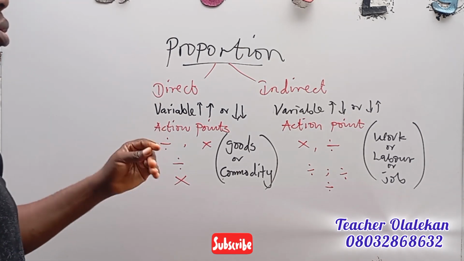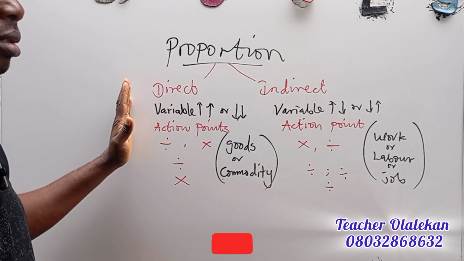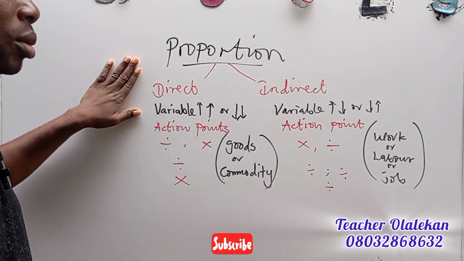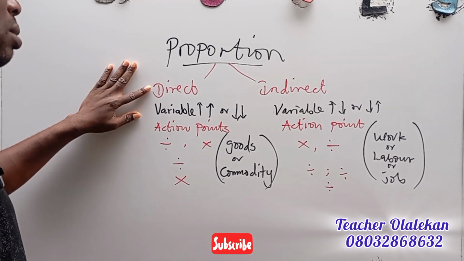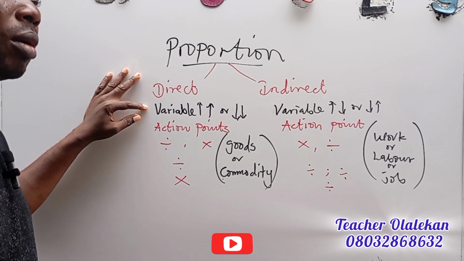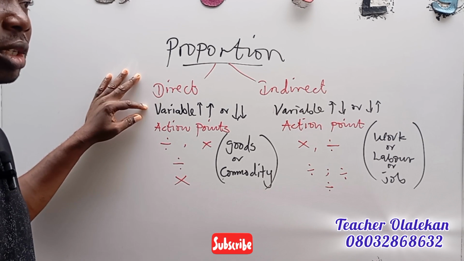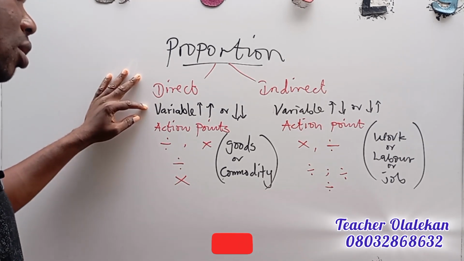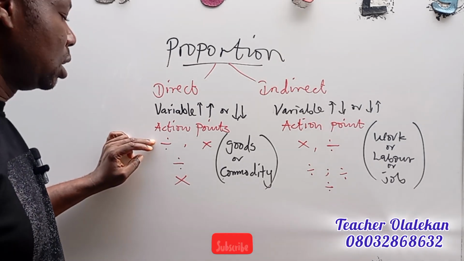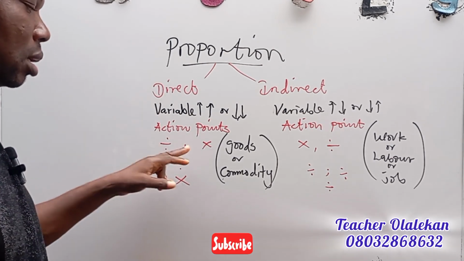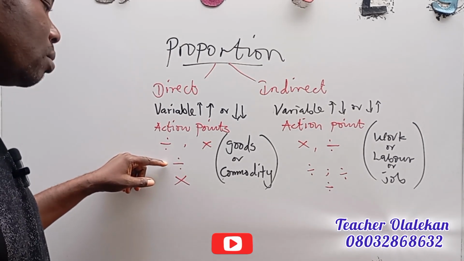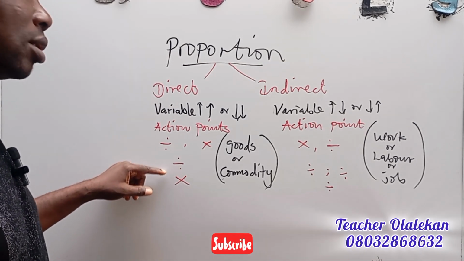Try to get this recorded in your brain. So how do you know direct proportion? Direct proportion is a type of proportion in which when one variable goes up, the other is expected to go up, or when one variable comes down, the other is expected to go in the same direction. The action point for direct proportion is that you mostly divide first and you multiply next. In some cases you may need to do just division, and in some cases just multiplication.